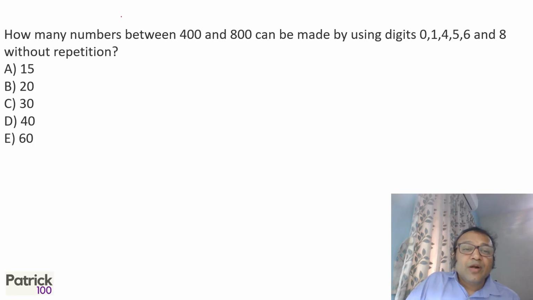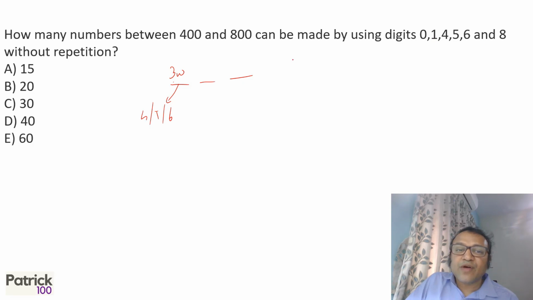So we want numbers between 400 and 800. So a 3-digit number. The first digit can be either 4, 5 or 6, because 8 cannot be, as the number would become more than 800. So this will be 3 ways. So one digit is gone. The second digit can be any of the remaining digits, which is 5 ways. Third can be any of the remaining 4 ways. So 3 into 5 into 4, you will get 60 ways.